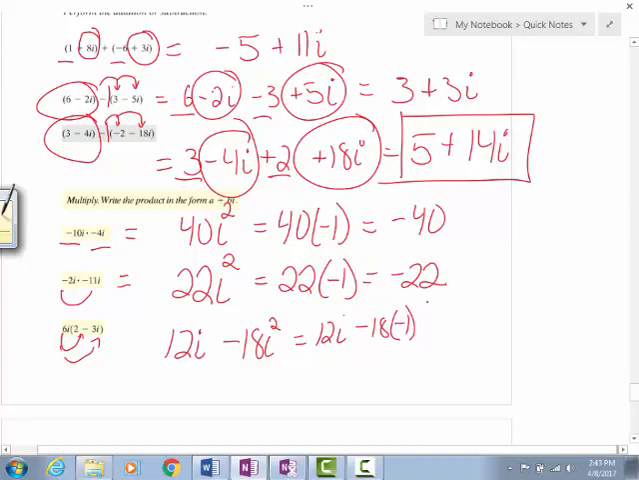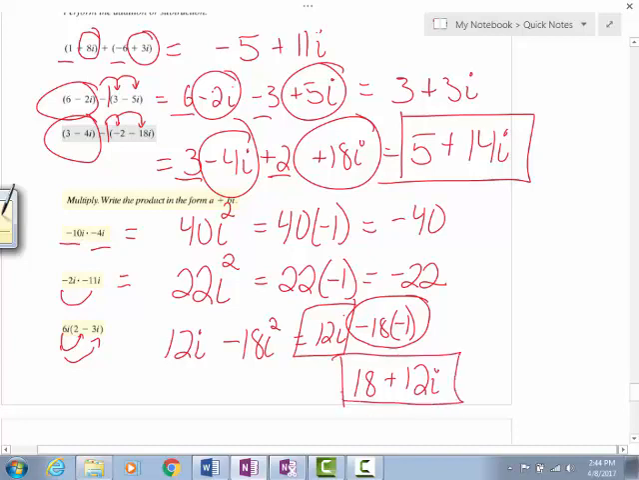Now I want you to notice, when I multiply these two together, a negative 18 and a negative 1 is going to give me a positive 18. So I'm going to write that down first. And then after that, I'm going to write this part next. And if you notice, the sign of my 12i is a positive. So I'm going to write it as plus 12i.